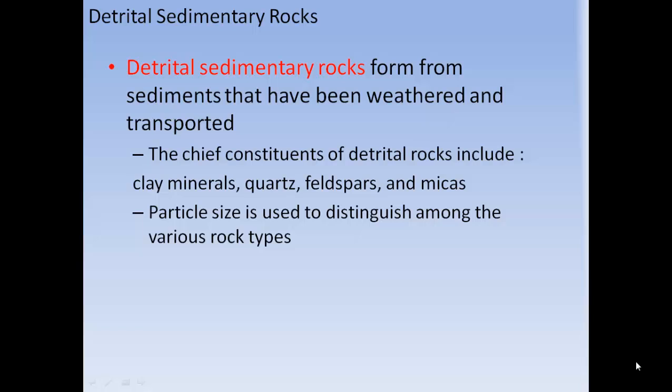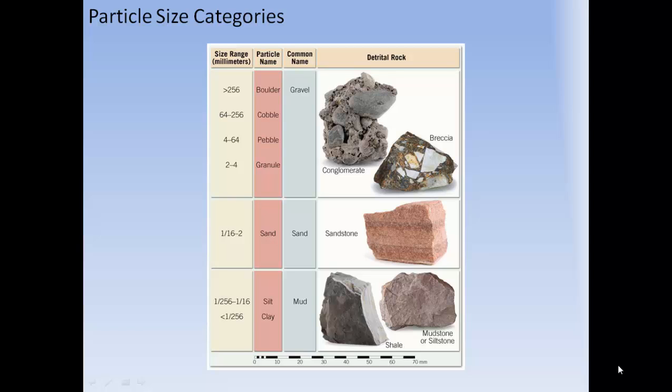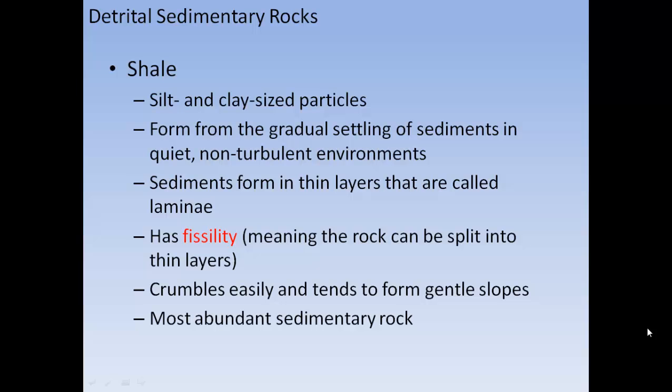Detrital sedimentary rocks form from sediments that have been weathered and transported. The chief constituents of detrital rocks include clay minerals, quartz, feldspars, and micas. Particle size is used to distinguish amongst the various rock types. If you have particles of about 2 millimeters in diameter, those are your sand grains, so they'll form your sandstones. Smaller particles will form your siltstones, or mudstones, or shale, and larger particles are going to be your conglomerates and your breccias.